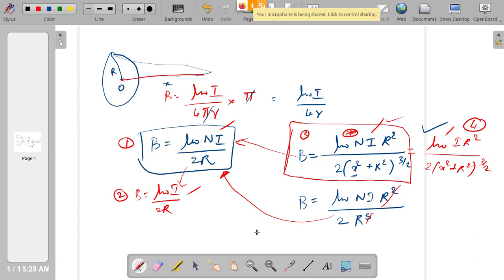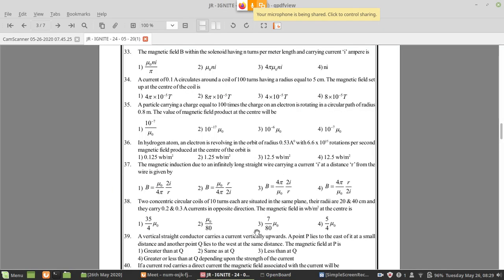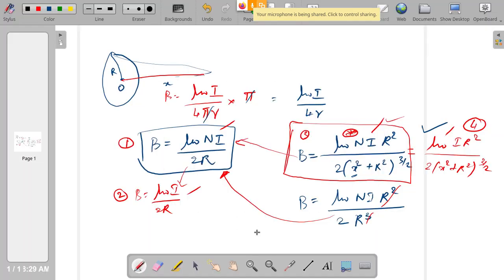See, Anjaney, again I am telling you, the current of 0.1 ampere circulates around a coil of 100 turns having a radius equal to 5 centimeter. The magnetic field is set up at the center of the coil. Directly they are asking center only. Now tell me. Center means O point here.